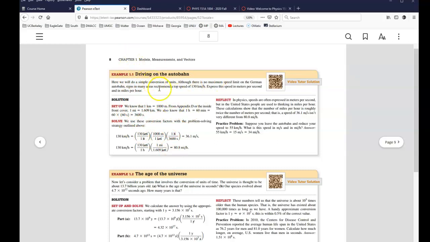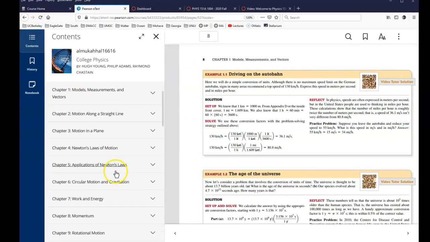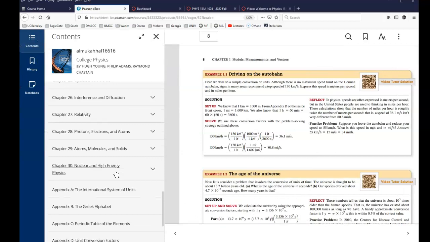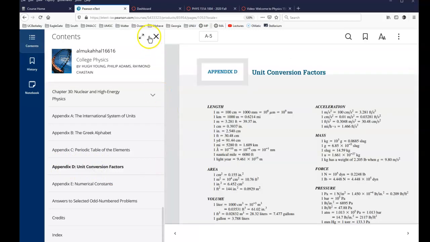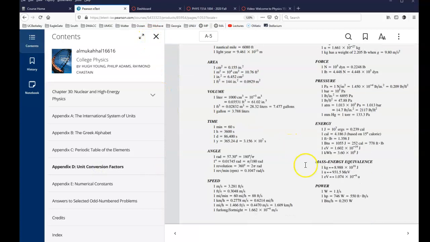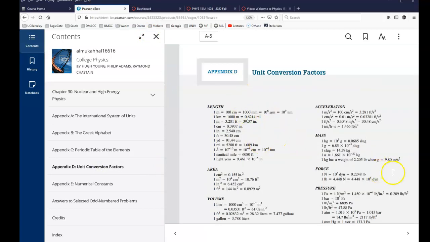So there is one thing I forgot to mention. If you go back to the table of content in the book and you scroll down to Appendix D, right here, see that? And if you click on it, you have a conversion of units there. So how everything is related.